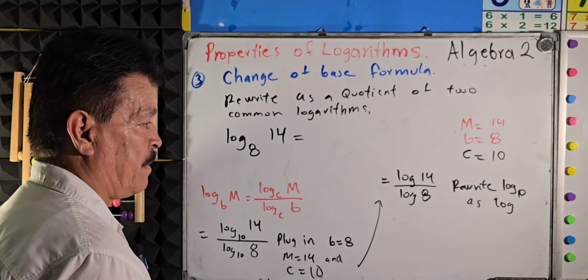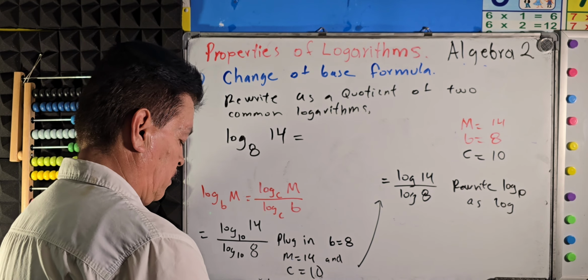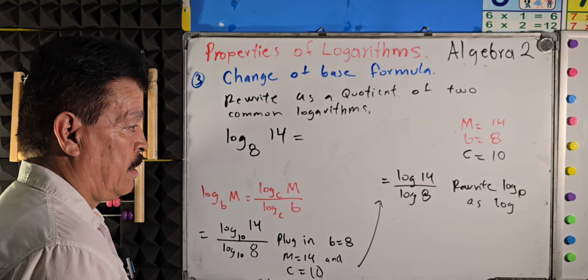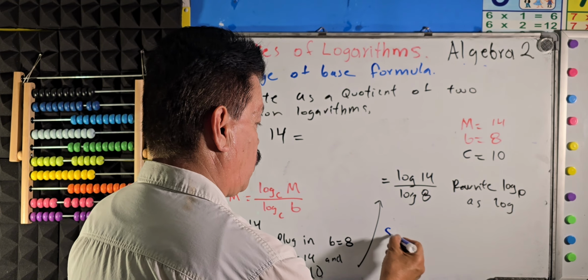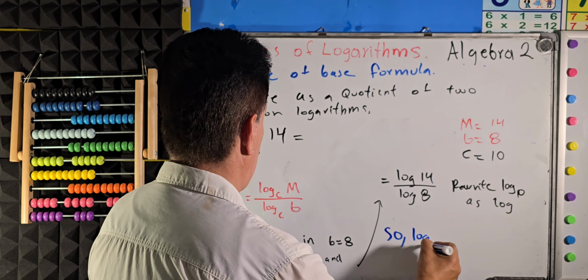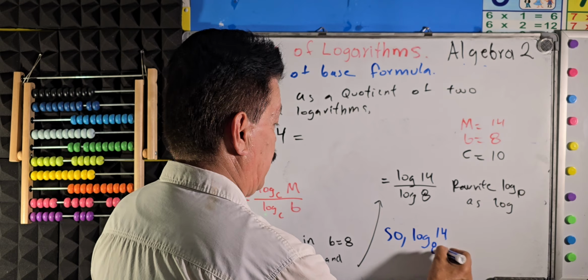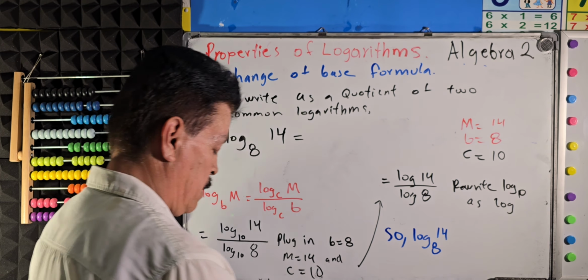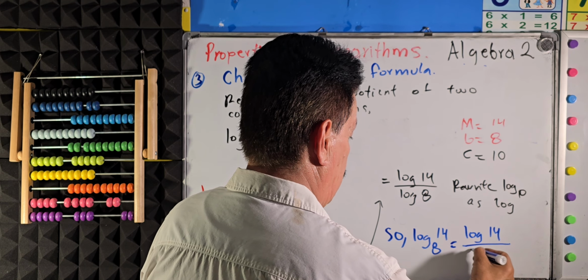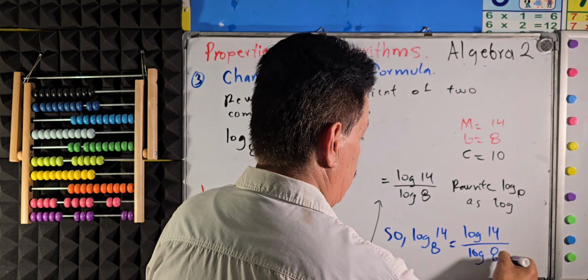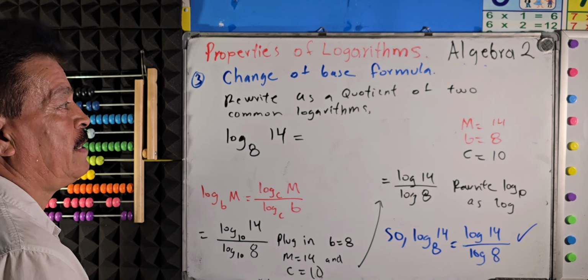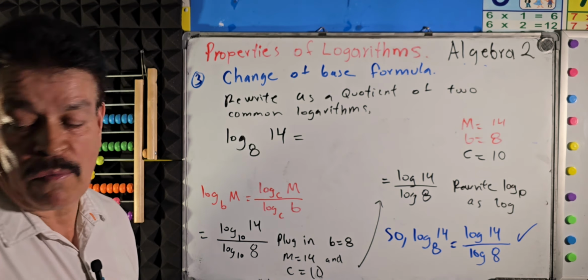Now our answer. The conclusion here should be that the log of 14 with base 8 equals log 14 divided by log 8. See, this is the answer to our problem. All right, so let's solve another one.